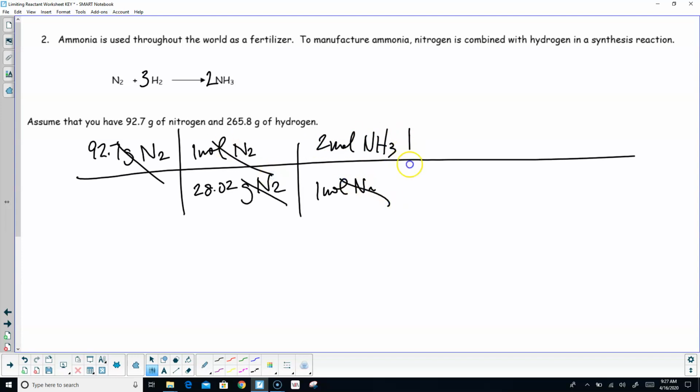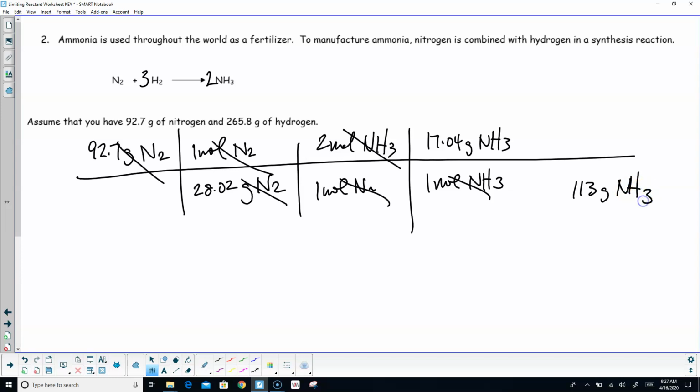Moles of nitrogen cancel. Now I need to know its molar mass. 1 mole of ammonia weighs 17.04 grams of ammonia. Moles cancel. I'm ready to solve. If I multiply 92 times 2 times 17 divided by 28, I'm going to get 113 grams of ammonia with sig figs. Okay, is that my answer? I don't know. We have to do the other part.